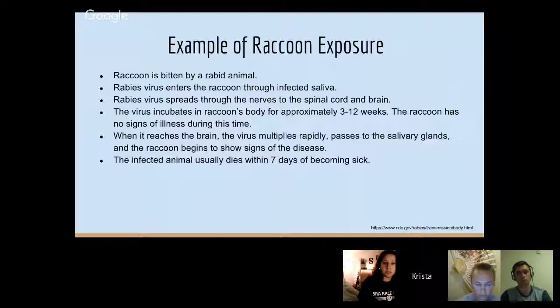Then the virus incubates in the raccoon's body for approximately 3 to 12 weeks, so 1 to 2 months. The raccoon has no signs of the illness during this time. Once it reaches the brain, the virus multiplies rapidly, passes through the salivary glands, and the raccoon begins to show the signs of the rabies virus. Once the infected animal starts to show the signs, the animal will die usually within 7 days of being infected.